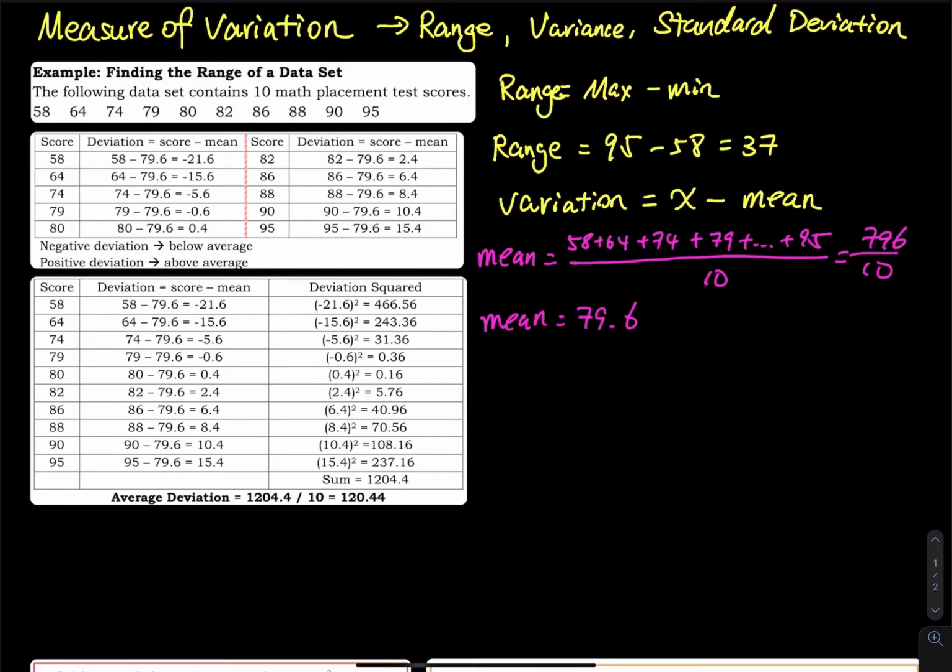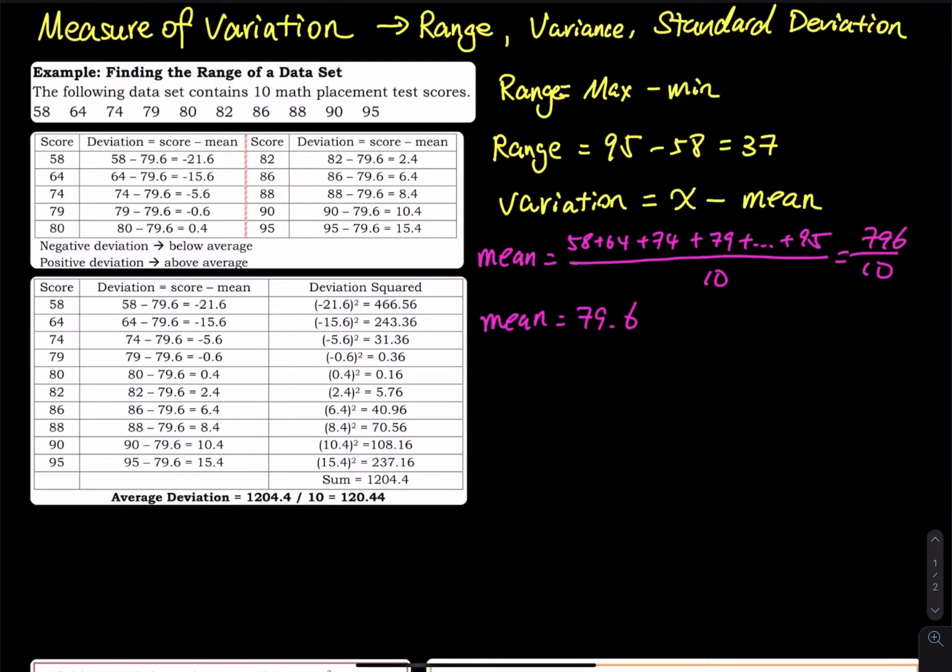That means if you select a student randomly, my best guess is that the student got 79.6 points on the placement test. That is like a long-term average. So if you select someone randomly in a classroom, let's say you just took a test in your chemistry class and the average is 80, that means if I select a student randomly in your class, my best guess is that the student has 80 points on the test.